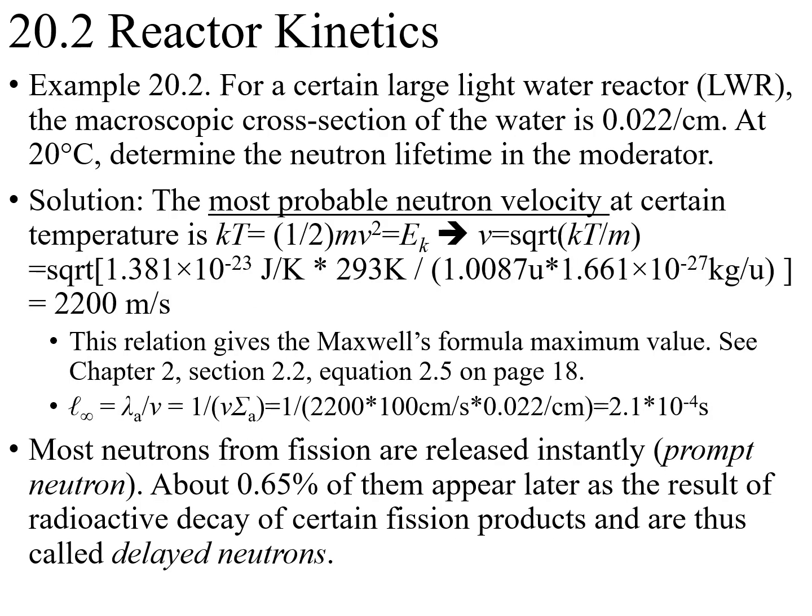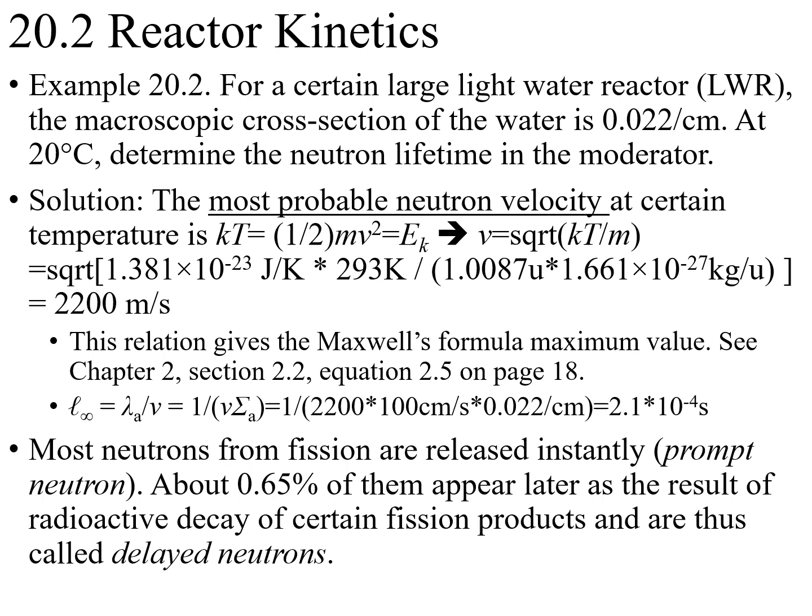Now let's calculate example 20.2 for neutron lifetime. We have a certain large light water reactor. If it says it is a large reactor, it means the reactor has infinite size, and we are calculating L infinity. We also know the macroscopic absorption cross section for the water, so we know sigma A. We also know the temperature. We want to know, at 20 Celsius, what will be the neutron lifetime in this moderator.